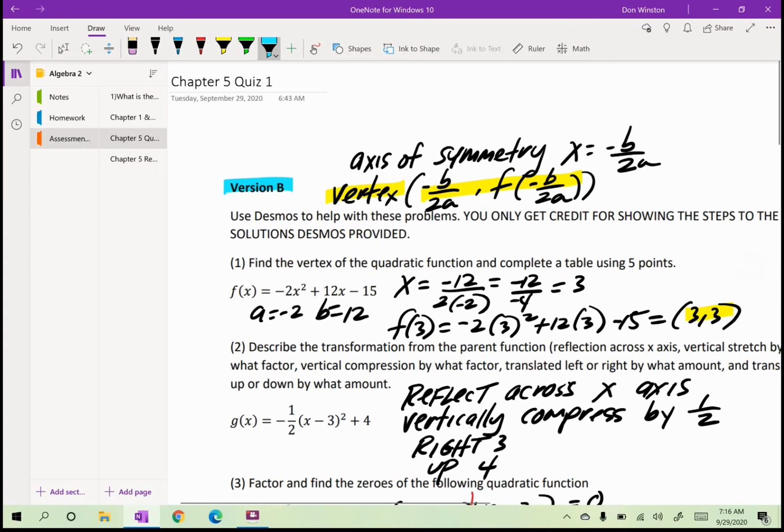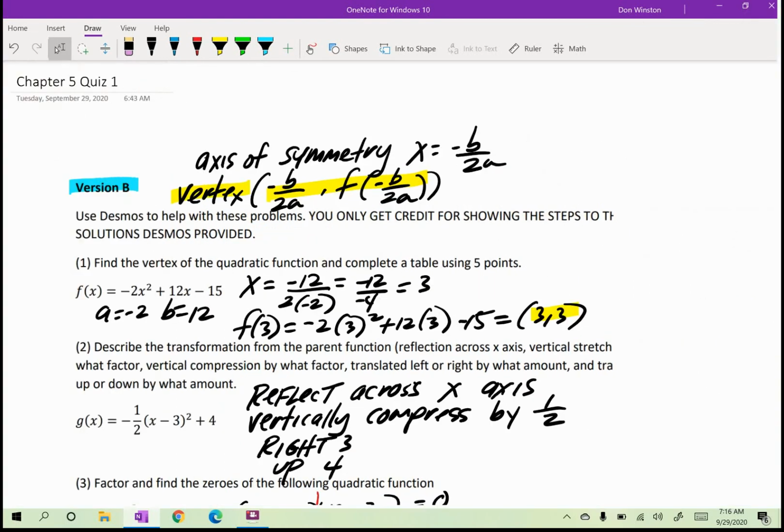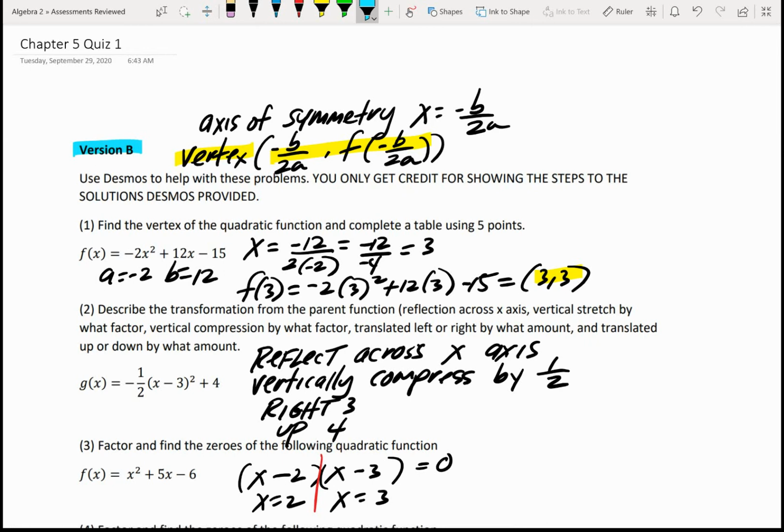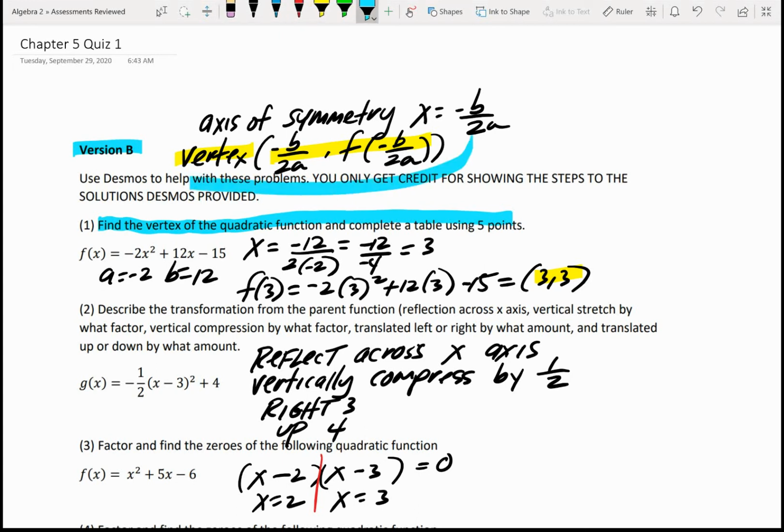Because you'll have problems very similar to on the test. So quiz B, you had to find the vertex of the quadratic function. Remember, to find the vertex, you have to find the axis of symmetry, which is x equals negative b over 2a. And then you plug your axis of symmetry into the equation, and that will give you your vertex. So let's walk through this here.